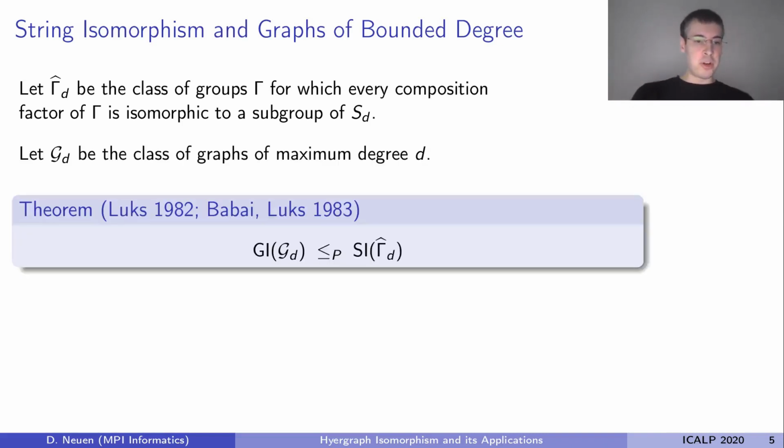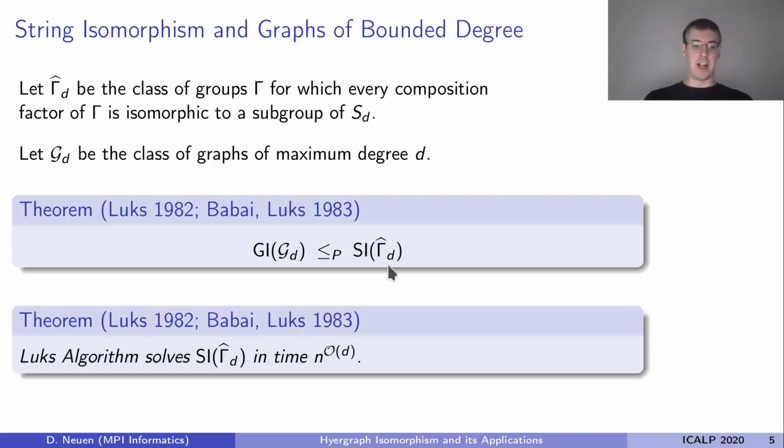Okay, and now the important theorem that connects the graph isomorphism and the string isomorphism problem for restricted settings is that graph isomorphism for graphs of maximum degree D polynomial-time Turing reduces to the string isomorphism problem for gamma D groups. So what we actually want to do is solve the string isomorphism problem for this class of groups. And this is exactly what Luks's algorithm achieves. It solves the string isomorphism problem in time n to the O of D, given the input group is a gamma D group.